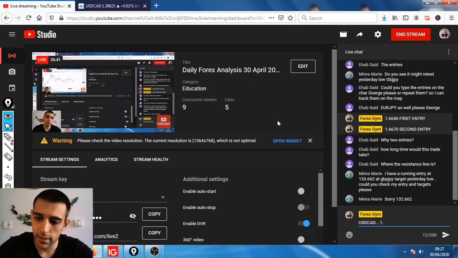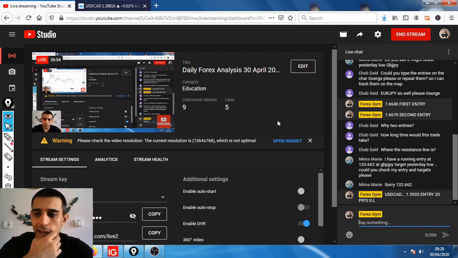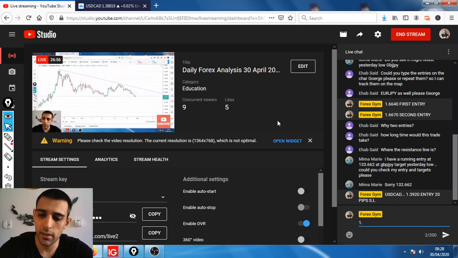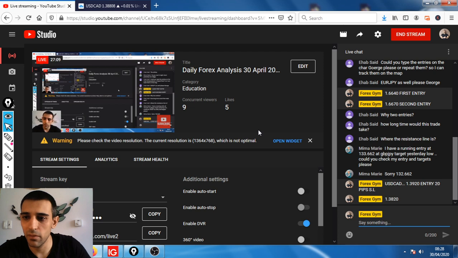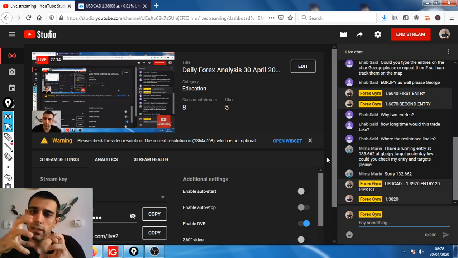So 139.20 entry. So that's entry, 20 pips stop. So I just put an SL, which means a stop loss, and the target is at 138.20, I believe. So that will be 100 pips. Again, this is more like a semi-swing rather than day trading, because the target is too far away. But it does have to meet that candle requirement.